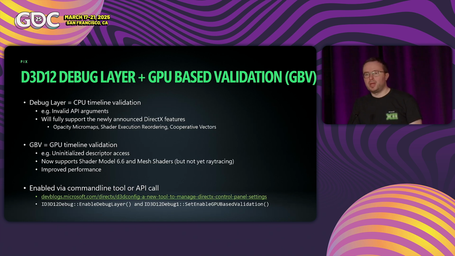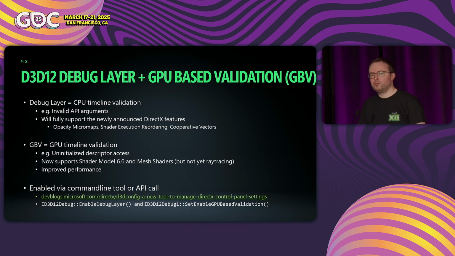GBV is the GPU-based or GPU timeline validation. So this is checking things that the CPU can't know at command list record time. Things like whether your shaders accessed an invalid descriptor or a descriptor of the wrong type. This was another area where we'd underinvested a little bit, and GBV is now catching up with those features that we've been shipping in the last few years. So shader model 6.6 resource descriptor heap is now supported, as are mesh shaders, but not yet ray tracing. We're still working on that one.